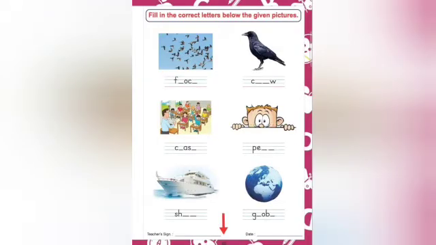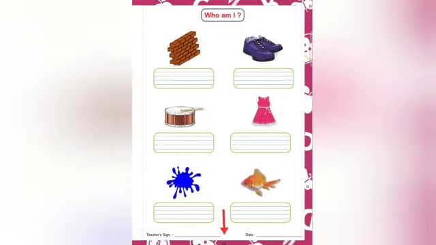For your practice work for today, you will open your homework book to page number 80, where you will fill in the correct letters below the given pictures. This is one page, and the other page is page number 84. Here you will do Who am I? So you will write the full word below the given picture, just like we did in our class workbook. Okay, children?